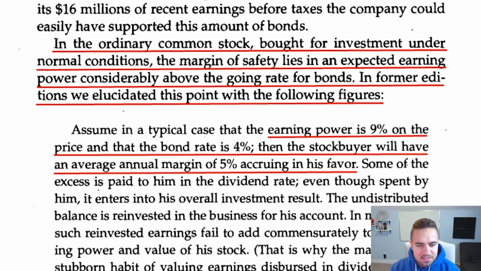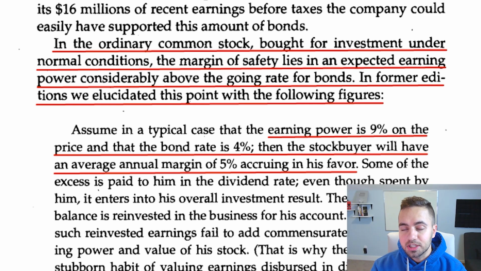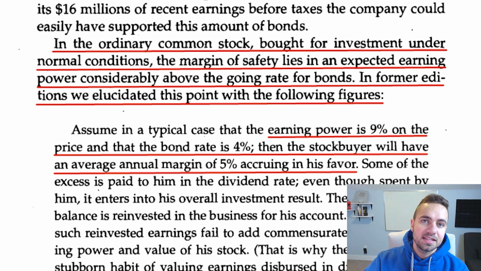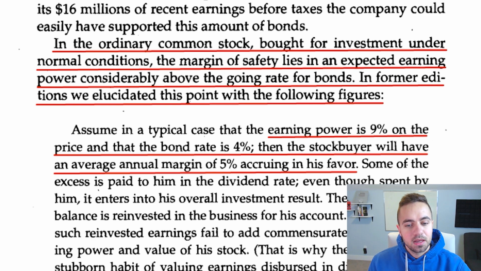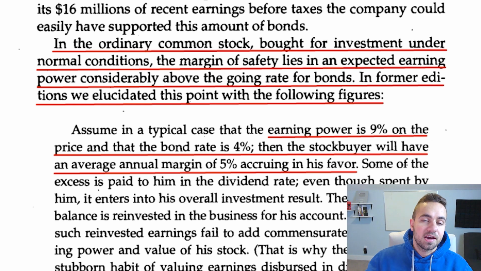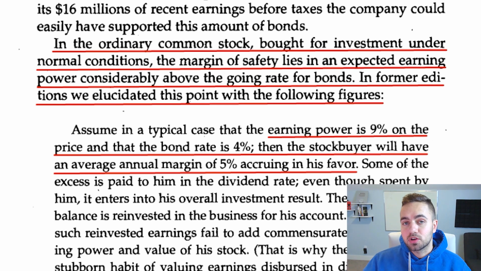Assume in the typical case that the earnings power is 9% on the price and that the bond rate is 4%. Then the stock buyer will have an average annual margin of 5% accruing in their favor. So quite literally and quite clearly, the Intelligent Investor is saying that the earnings yield on a stock versus the yield on a bond is your margin of safety. And the example they use here is that the earnings yield on a stock is 9% and bonds have 4%, which means that the stock has a margin of safety of 5% for the investor.